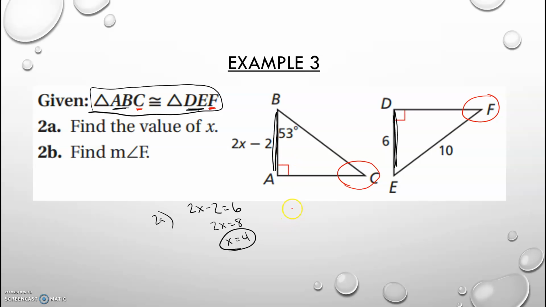This is 2B, sorry. I'm going to do 180, right? Total degrees in a triangle minus 90 and 53. So we're going to get 37 degrees. So that means angle C is 37 degrees. So if angle C is 37 degrees, then angle F is 37 degrees.